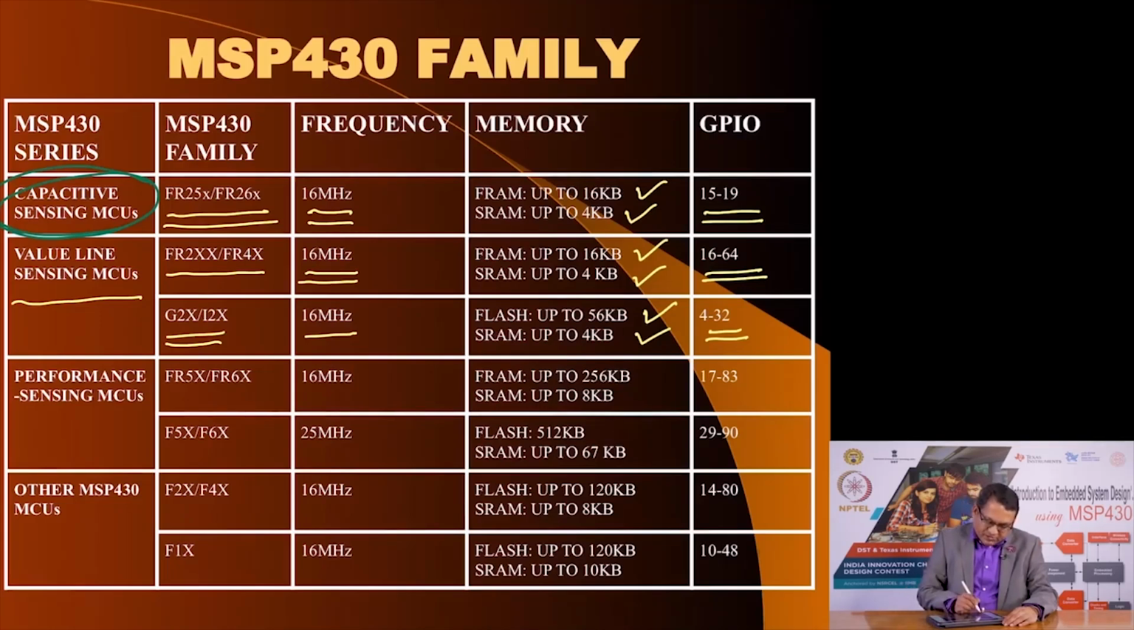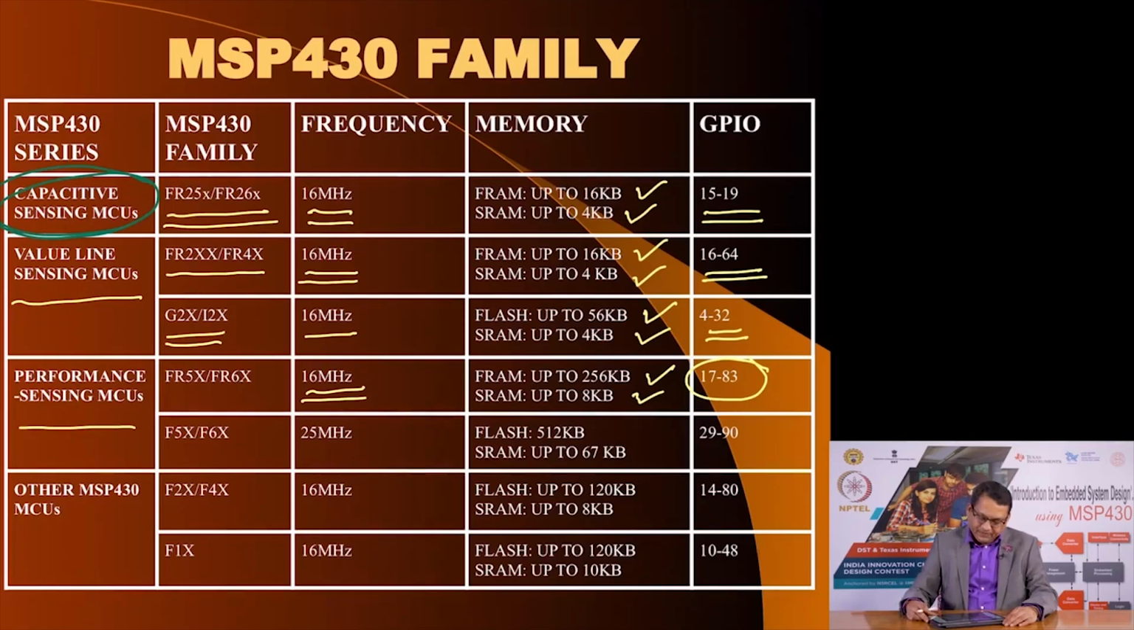Then we have what they call performance sensing MCUs, and you have FR5 and F5X series. The first one has a maximum frequency up to again 16 megahertz. It offers flash memory, it offers FRAM for program memory up to 256 kilobytes, and you see the moment this number is above 64K, that means it would be using a 20-bit address bus. It has SRAM up to 8 kilobytes, and the number of IO pins is large, from 17 to 83 pins you can have.